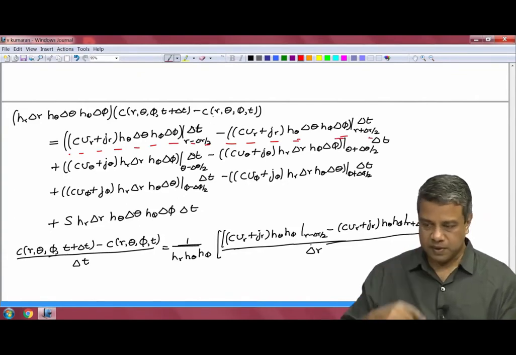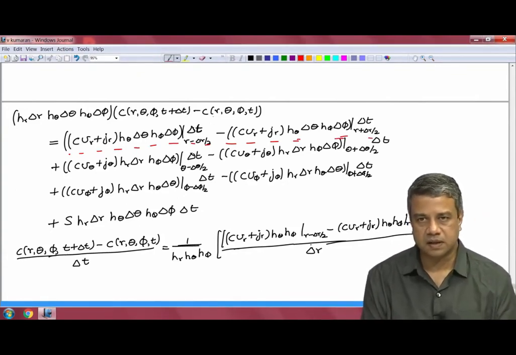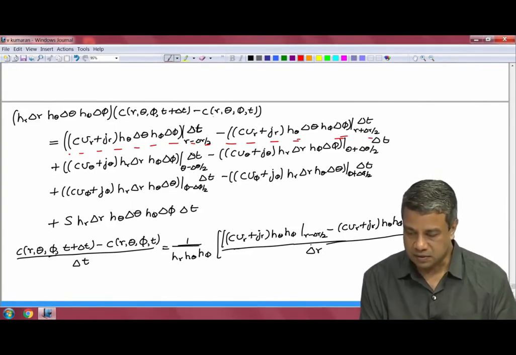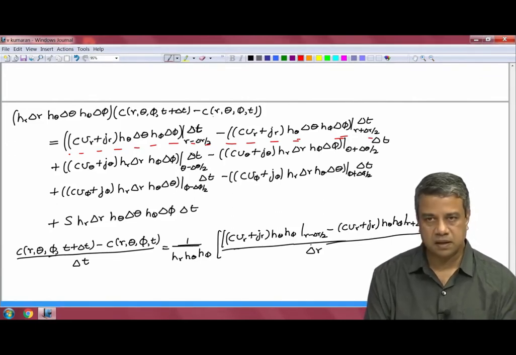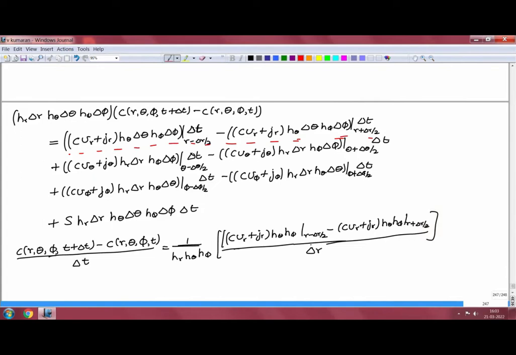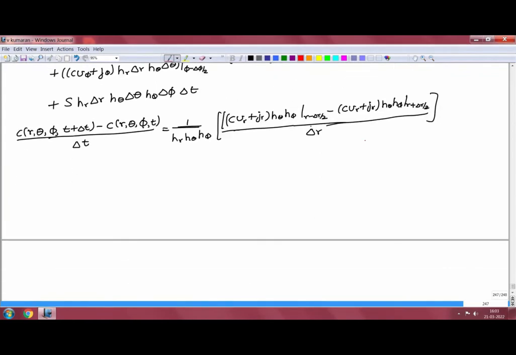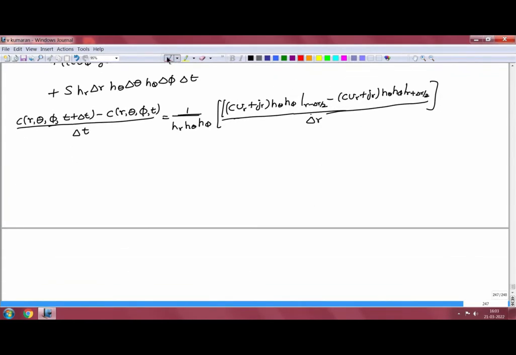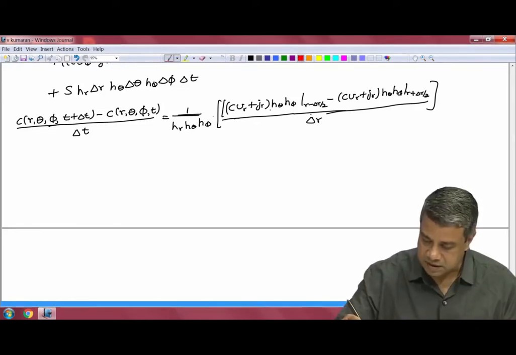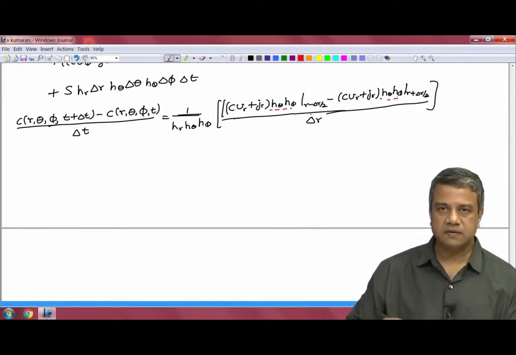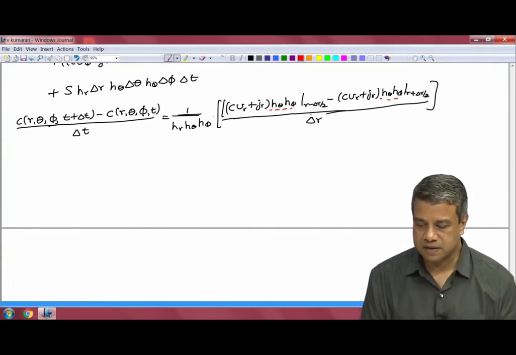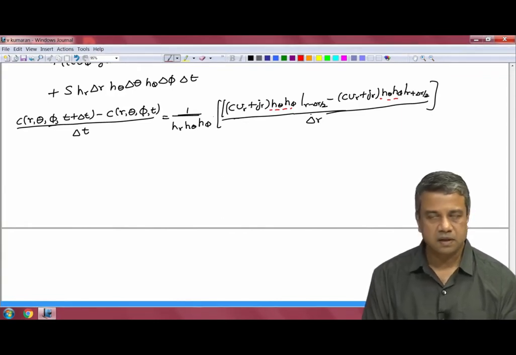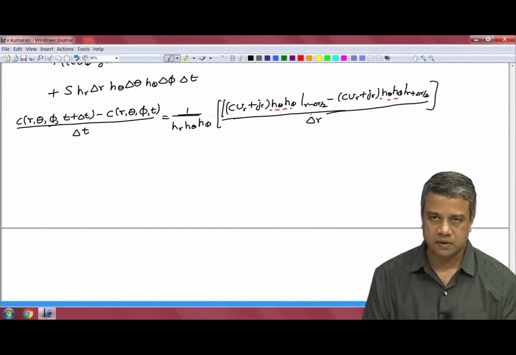I am dividing throughout by delta r, delta theta, delta phi. The delta theta and the delta phi will cancel out. I will get only a delta r in the denominator, and in the numerator C V_r plus J_r into h_theta h_phi at r minus delta r by 2 minus the same value at r plus delta r by 2, the whole thing divided by delta r. It is important to note here that h_theta and h_phi are actually functions of r. Therefore, we cannot just cancel out h_theta and h_phi between the numerator and the denominator. That is an important point to note.